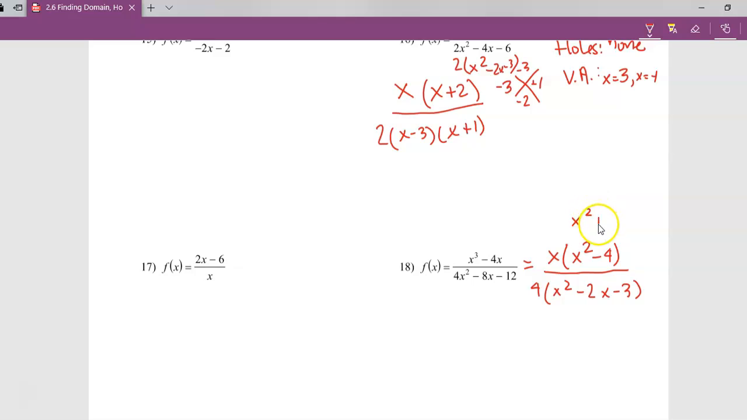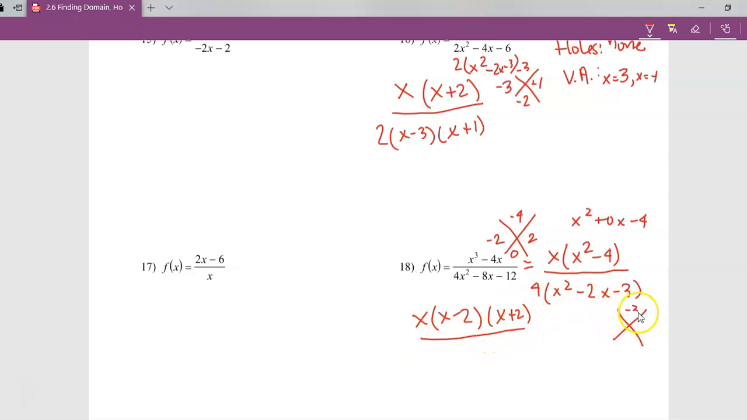This is the same as x squared plus 0x minus 4. So when I x factor, I'm looking for two numbers that multiply to -4 and add to 0. So that would just be -2 and 2. -2 times 2 is -4. -2 plus 2 is 0. So on the top, I would have x times x minus 2 times x plus 2. On the bottom, if I x factor, I'm looking for two numbers that multiply to -3 and add to -2. So again, that's -3 and 1. So x minus 3 and x plus 1.